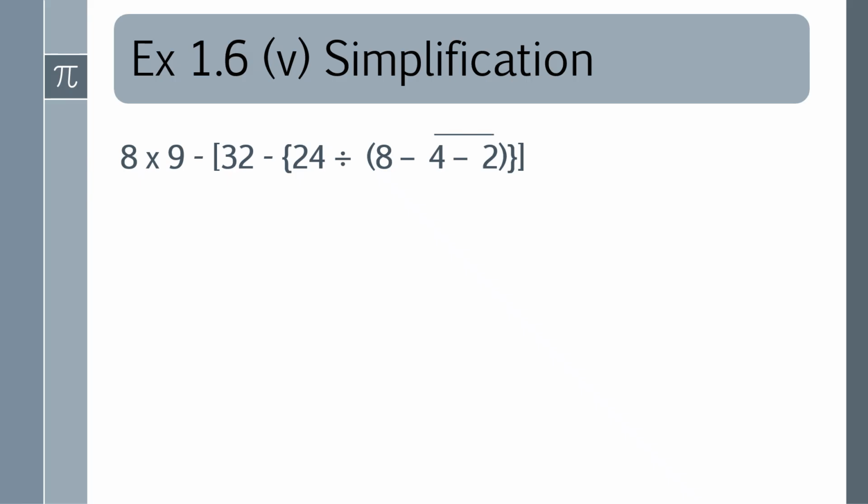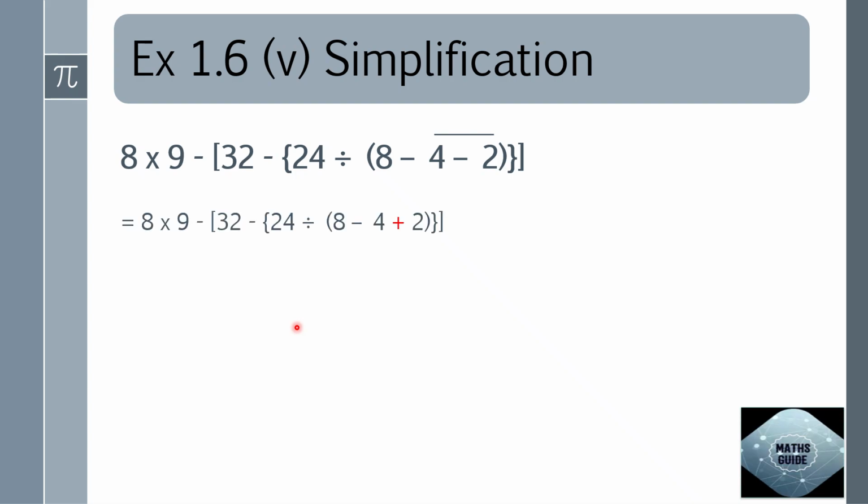Now part 5 of exercise 1.6. Here we have 8 into 9 minus square bracket 32 minus curly bracket 24 divided by round bracket 8 minus 4 minus 2. As you are all now familiar with the vinculum, what we have to do is change the sign under the vinculum symbol, and this minus sign will become a plus sign. So the next step is to change the sign. Now this vinculum has been removed.